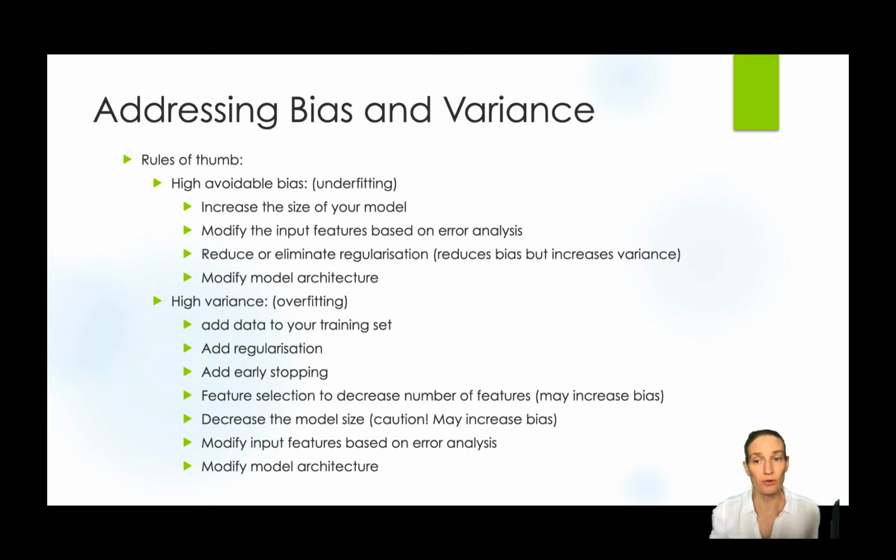In the case of overfitting, we'll want to add data to our training set. Add regularization, again. Add early stopping criteria, so that you stop when the model, if you imagine this overfitting graph again, that perfectly matches all of the training examples, you stop before the graph matches it exactly. Add feature selection to decrease the number of features, although this may increase the bias error. Decrease the model size. Again, this might increase the bias error. You could also modify again the input features based on error analysis or modify your model architecture. So it's really this balance between bias and variance error that you're going to have to address. Typically, measures like regularization will work pretty well.